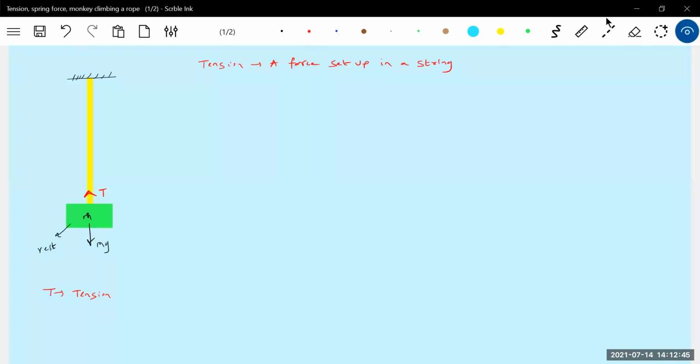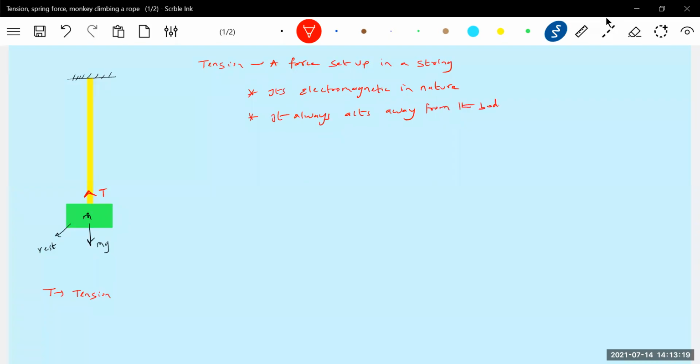Okay, next questions: can you say anything about tension? We are very new to it. Regarding tension, the first point is the nature of it. It's electromagnetic in nature. It always acts away from the body. This is the nature of it. There's one condition.